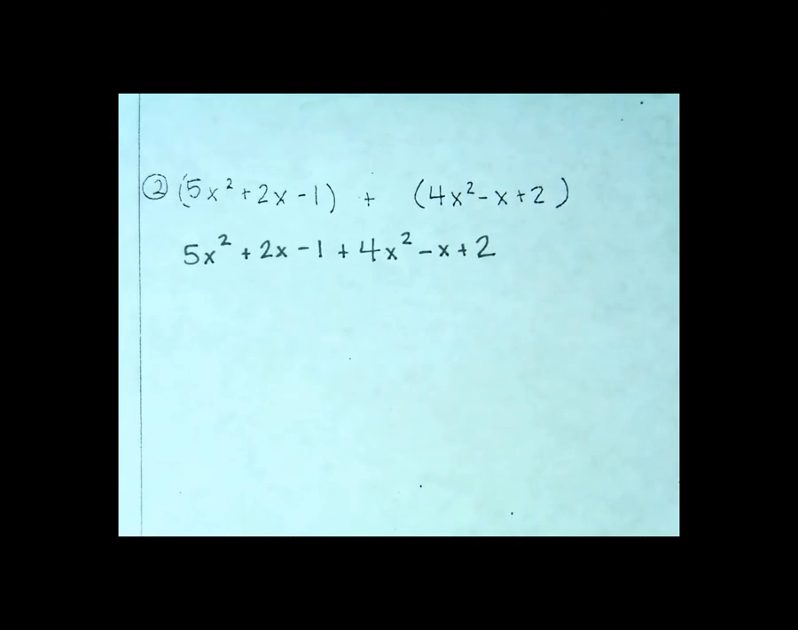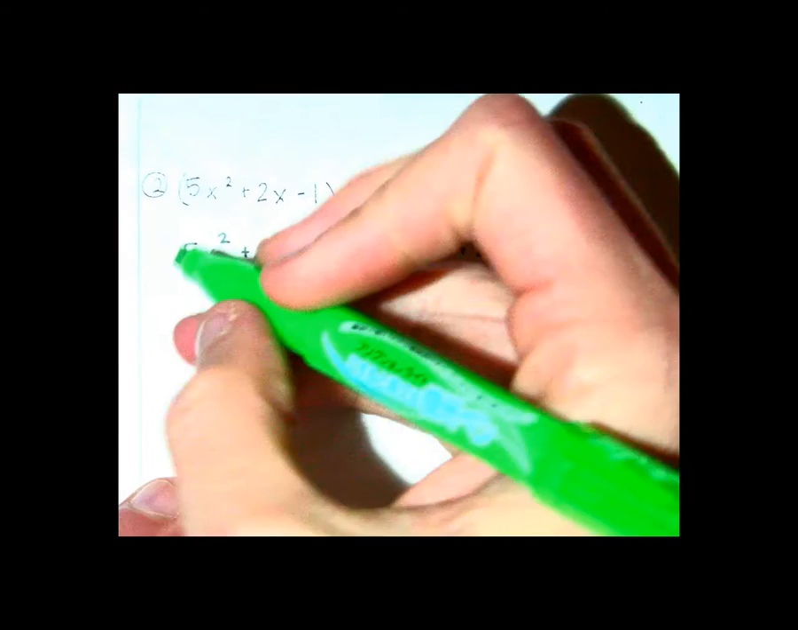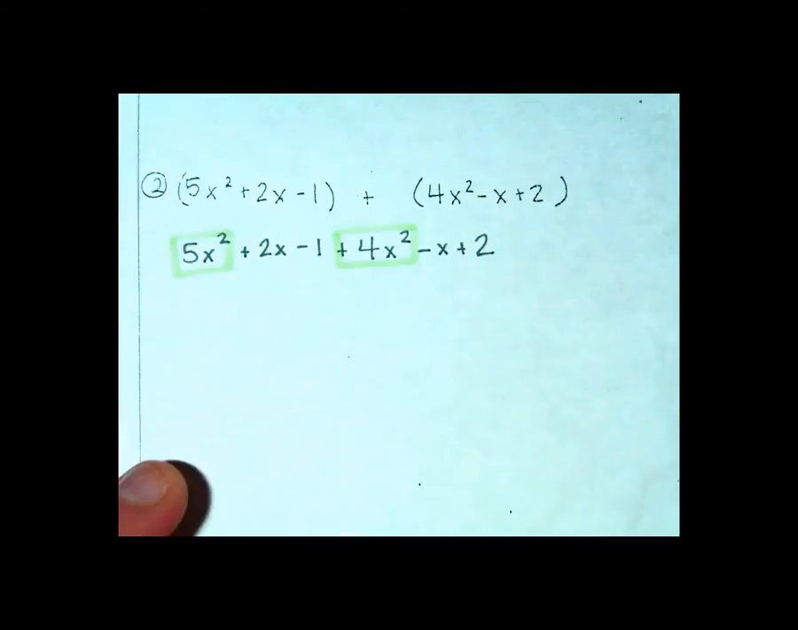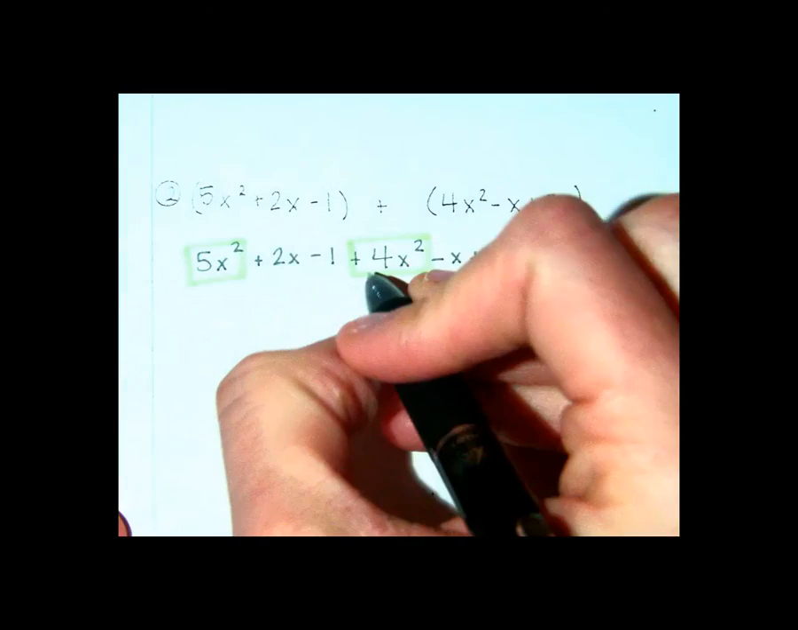Now that I've brought both of them down, what can I do to combine these polynomials? Combine like terms. Somebody tell me some like terms. How do I combine them again? Add the coefficients. What is 5x squared plus 4x squared?